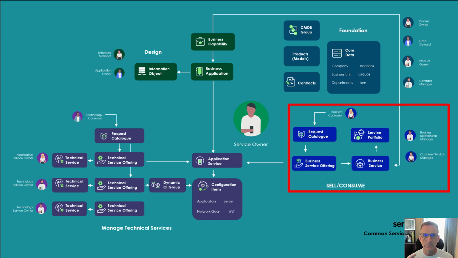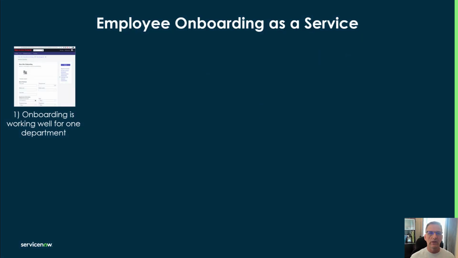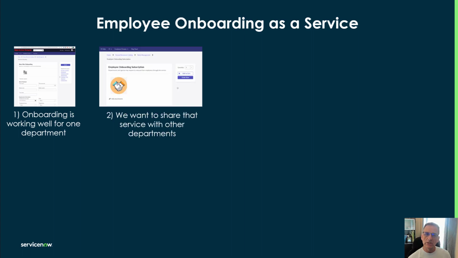We want to keep it real simple. Our scenario today is we're going to start off where we have an onboarding service that's working really well, but it's only being used by one department, and there's 50 departments in the organization. We decide to share it with other departments. So we create in our catalog a subscription request, so they can come in and subscribe to the employee onboarding service, and they can use it for their department.